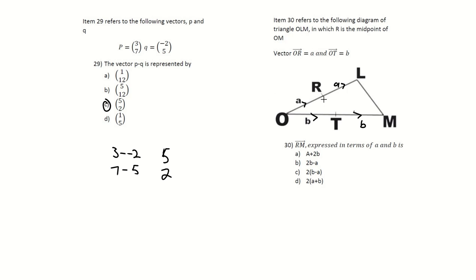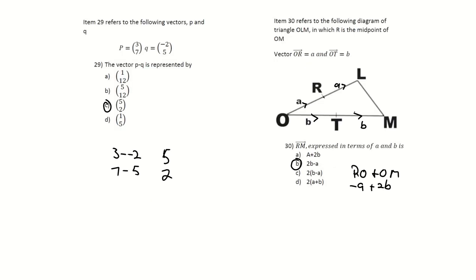If I want RM, starting at R and ending at M, that's RO plus OM. RO is the opposite of OR, so that's negative A plus OM. O to M is 2B, so you can put 2B minus A, or that's what they have here. So the answer is B, 2B minus A. And that's how you would do this question. And that is the end of May, June 2023.